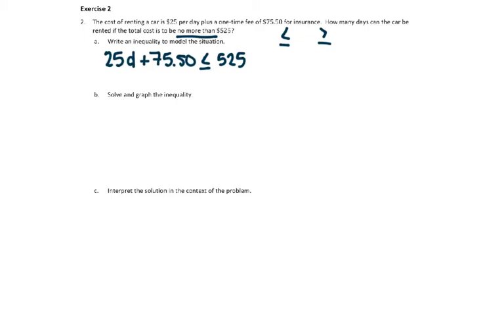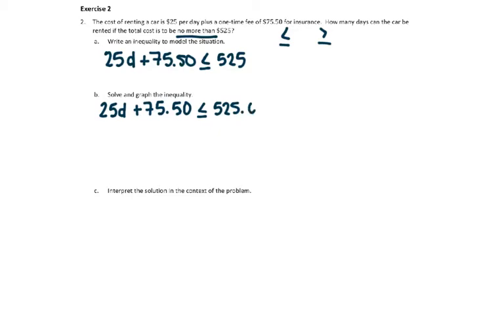And now it's asking us to solve that inequality and graph it. So I like to rewrite my inequality so that I can solve it easier. So I've got 25D, and D is representing the number of days that I'm renting this car, plus 75.50 is less than or equal to 525. So I'm going to combine like terms.